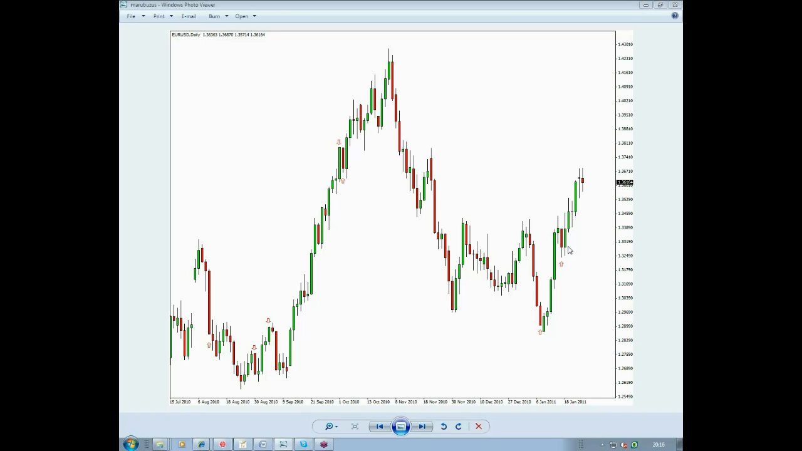Where is it? Let's take this chart, for example, and we'll see this.